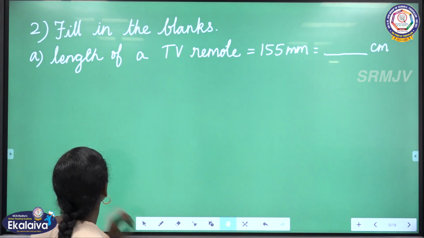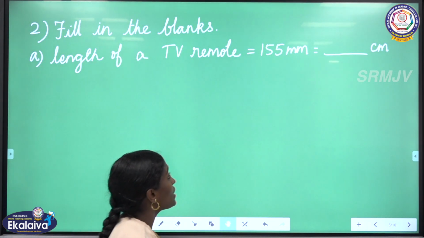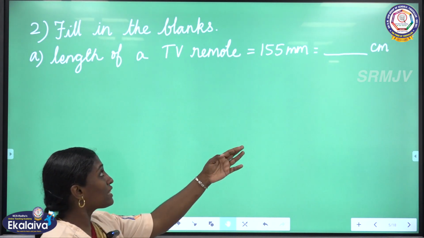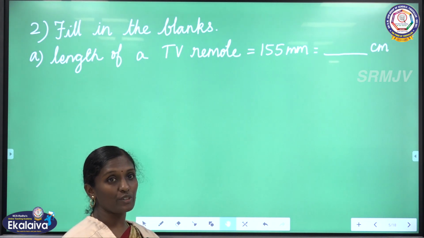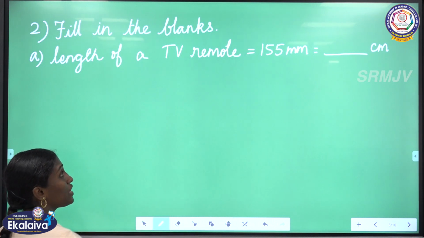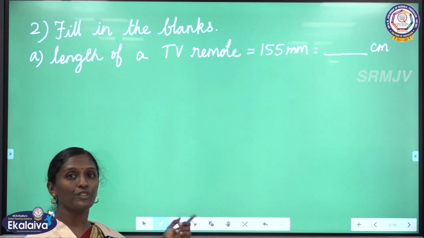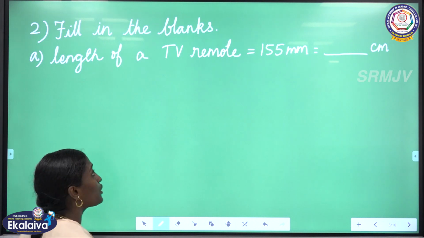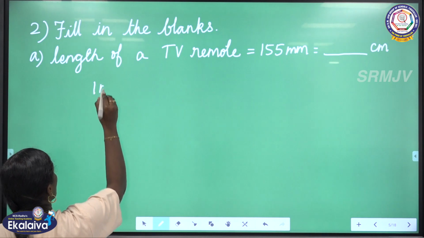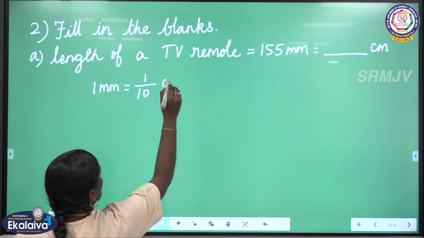Then the next question, fill in the blanks. The length of your TV remote is 155 millimeter. Write the measurement in centimeter. We are going to write the given measurement in centimeter. So millimeter to centimeter. Millimeter is the smaller unit. We are going to convert the smaller unit to greater unit, so we have to use division. So 1 millimeter is equal to 1 by 10 centimeter.